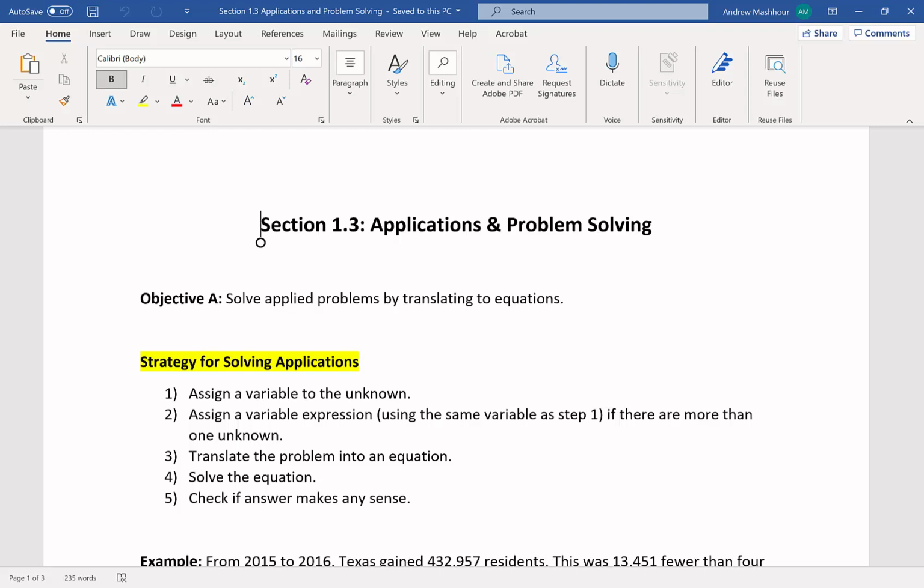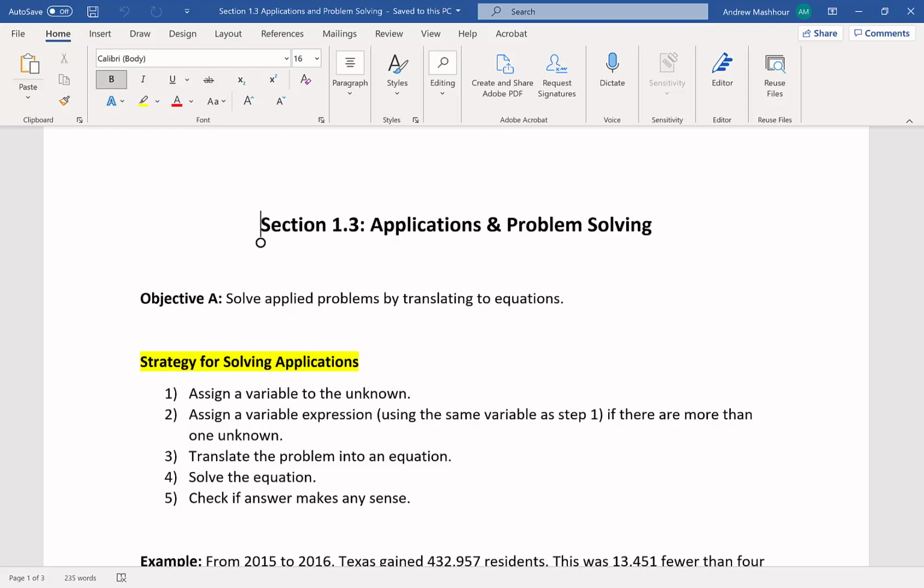Step 3 is to translate the problem into an equation. And then step 4, you're going to solve that equation. And then step 5 at the end, you have to make sure that your answer makes sense. So sometimes you might be solving for time and you might end up with a negative answer. Well, we know that time cannot be negative, so that will require you to disregard that solution that you obtained.